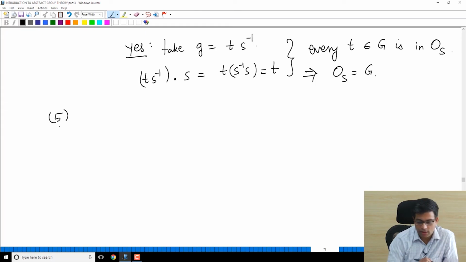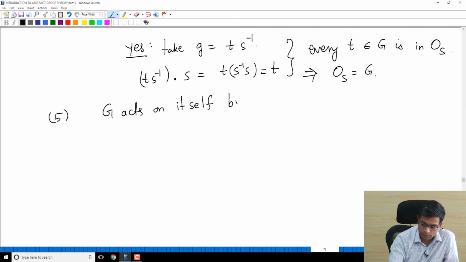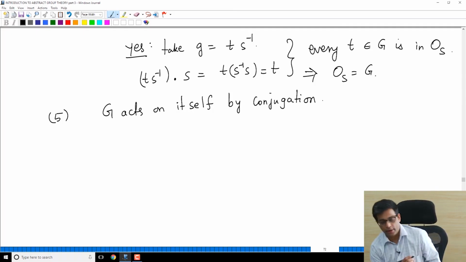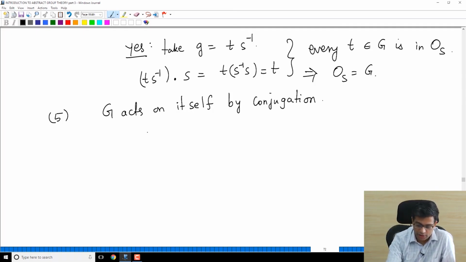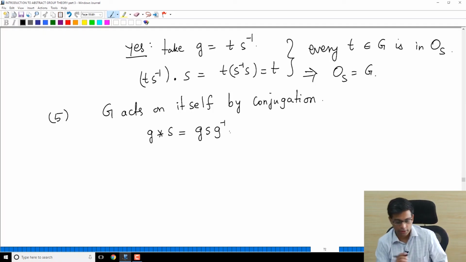And finally, let's look at the last example. G acts on itself by conjugation. And this is more interesting. Here the action, remember, is G star S. I am going to use star now because here it's not multiplication of the group. It is GS G inverse.